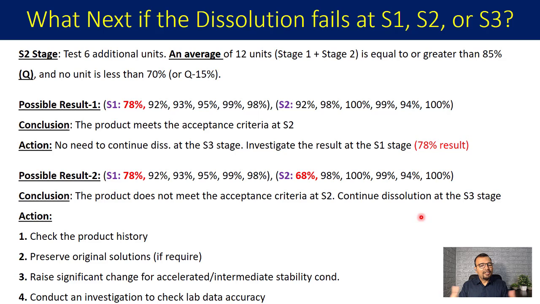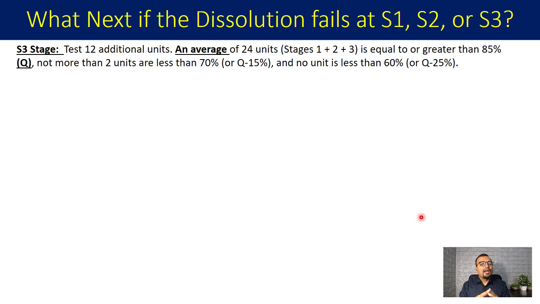Again, conduct an investigation to check the lab data accuracy. Whether the 68% is because of a lab error, or is it a product or batch specific issue. In case there is no lab error identified, you have to go for S3 stage. And as a part of S3 stage, you can conduct the dissolution testing on 12 additional units. You are going to have a total of 24 units dissolution data.